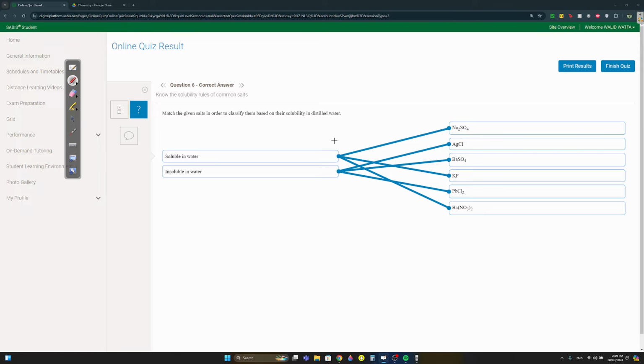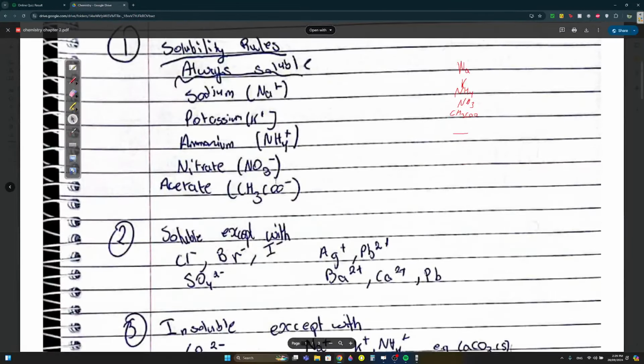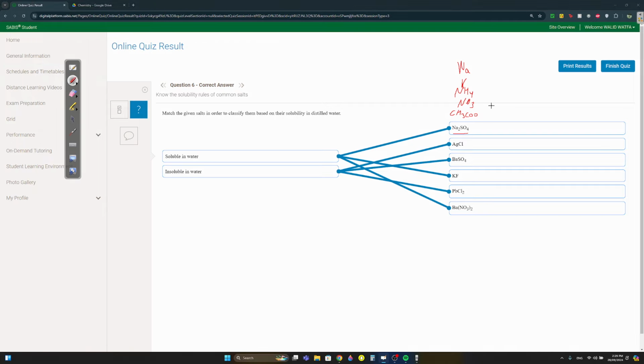Okay, soluble or insoluble. It has sodium. Remember, big five. What are the big five? Na, K, NH4, NO3, CH3COO. Was it CH3COO or CH3COH? It was COO, right? Yeah. Obviously they have charge minus, plus. Anything that has these is always soluble. This one has Na, so soluble.